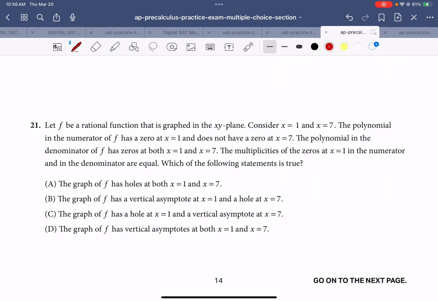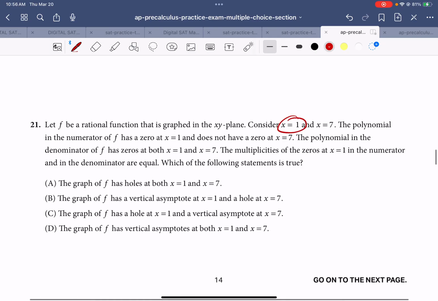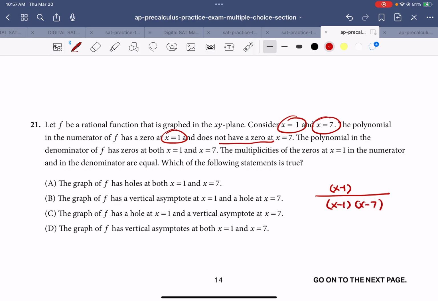Number 21, let f be a rational function that is graphed in the xy plane. Consider x equals 1, x equals 7. The polynomial in the numerator has a 0 at x equals 1, and does not have a 0 at x equals 7. Okay, so on the numerator, you have a 0 at x equals 1. That means x minus 1 is on the top, right, as a factor. But do not put x minus 7 because it said it does not have a 0 at x equals 7. The polynomial in the denominator has zeros at 1 and 7. So you can say x minus 1, x minus 7 like that.